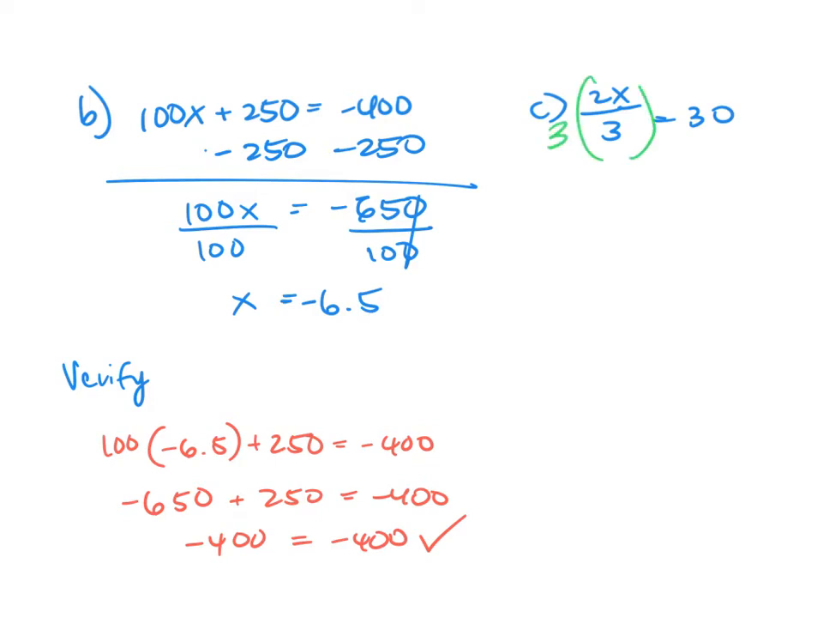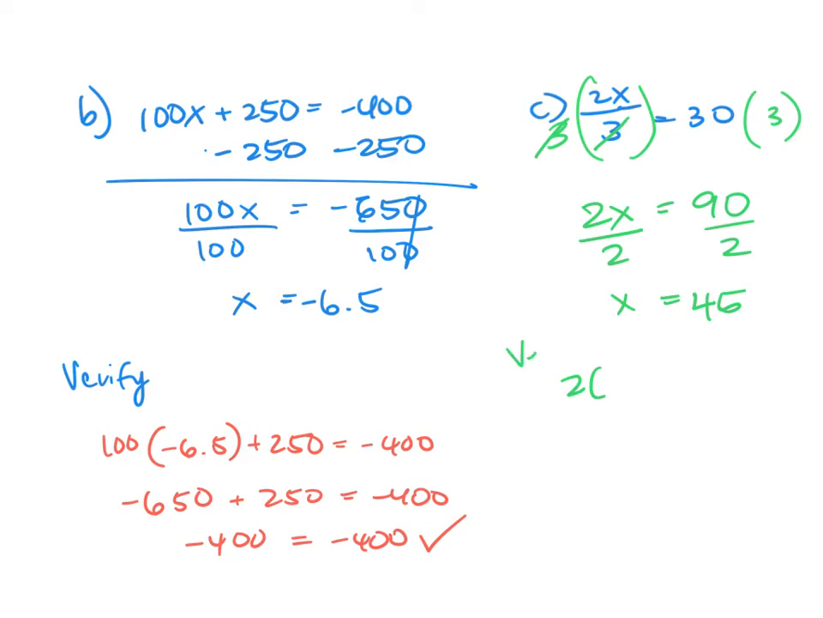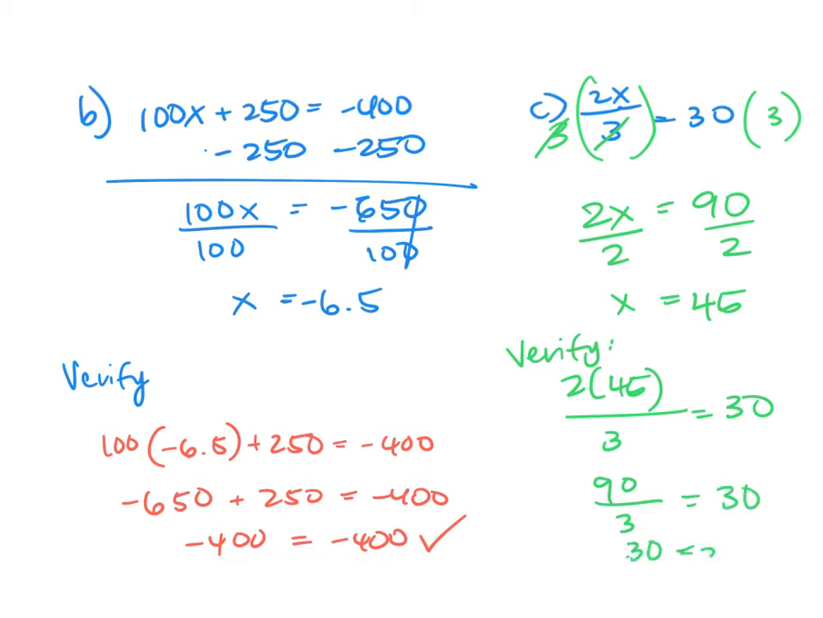Okay, this one, I'm going to multiply both sides by 3 to get rid of the denominators. And again, what I do to one side, I have to do to the other side. So I get 2x, because 3 divided by 3 is 1, equals 90. So I divide by 2, x is 45. So again, I'm checking, so verify: 2 times 45 divided by 3, is that 30? Well, 2 times 45 is 90. 90 divided by 3 is 30. So 30 equals 30, check.